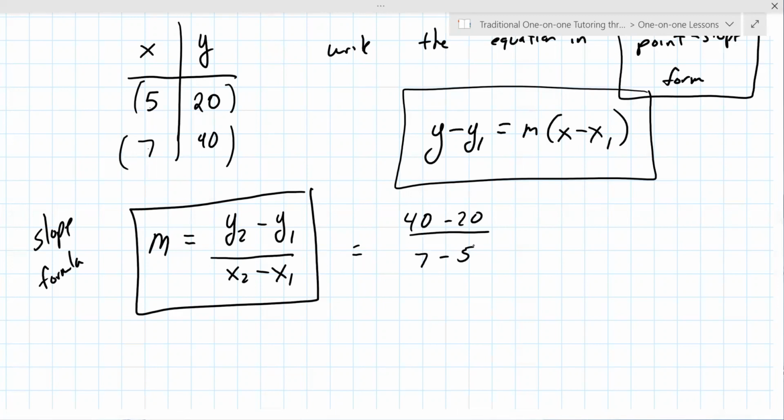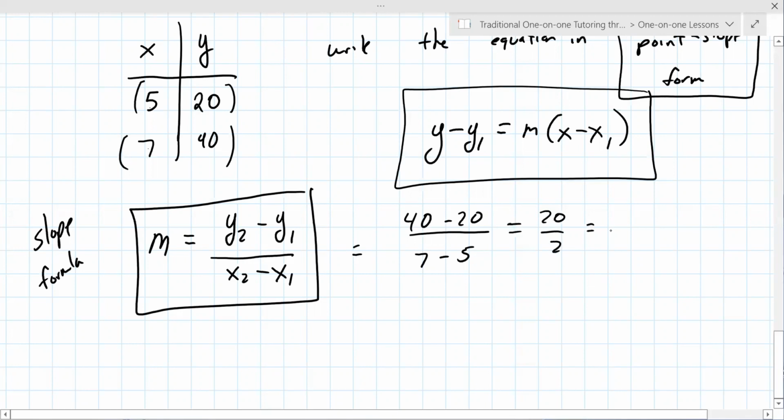20 over 2, or negative 20? Is it positive or negative? 40 take away 20. You have $40 in your wallet and you spend 20, then yeah, 20 over 2. I said that at first, but I thought it was wrong for some reason. What does that reduce to? 10. So that's your slope. That's your m.